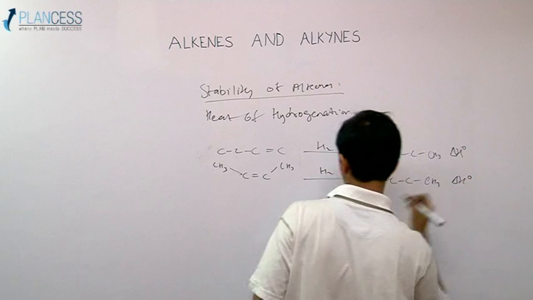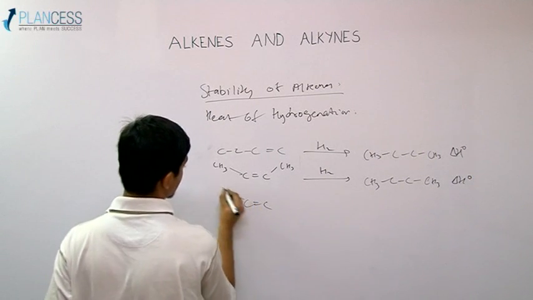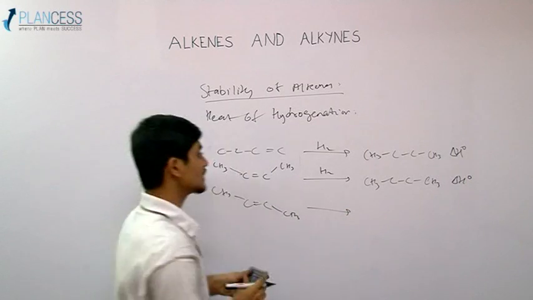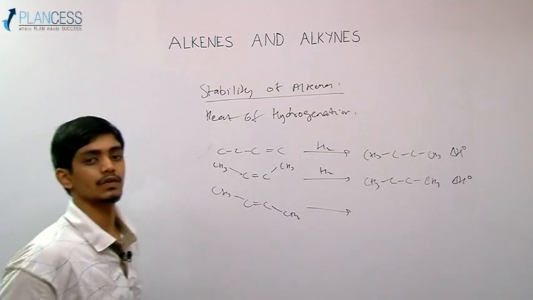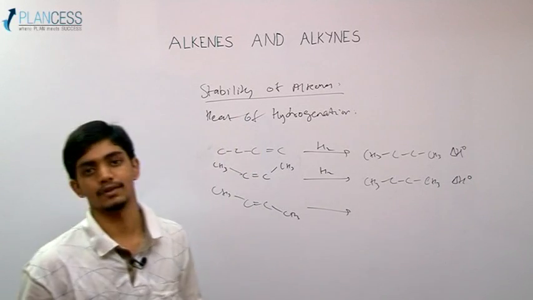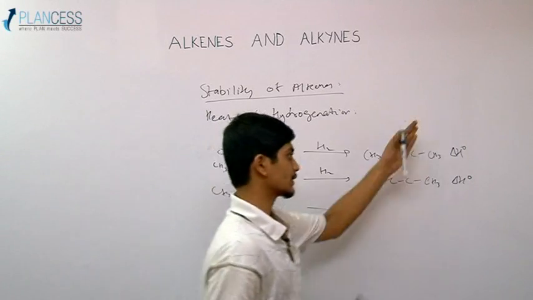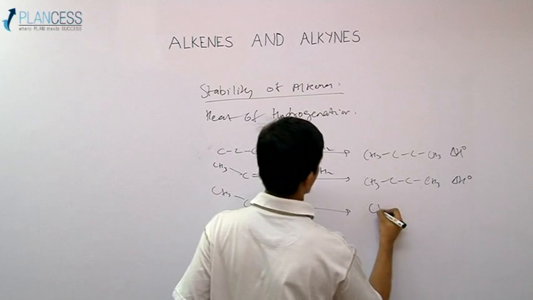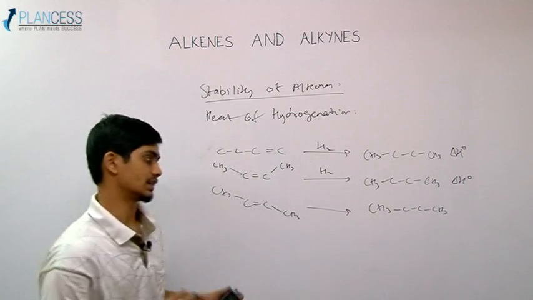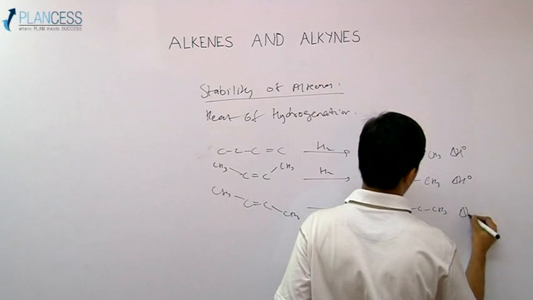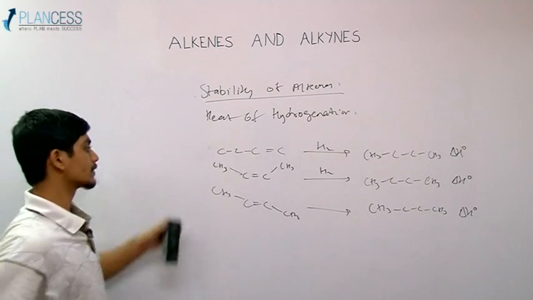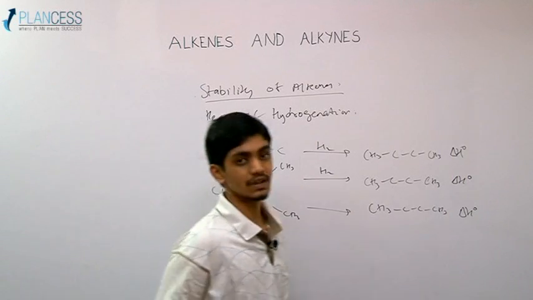Delta H naught, and I take trans alkene. Now all the 3 alkenes have got the same molecular formula. We know they are isomers of each other and they give the same alkane on hydrogenation. So what do you expect the delta H naught values, whether they are same or different? In reality they are different. Why? That is because of the difference in the stability of these 3 compounds.